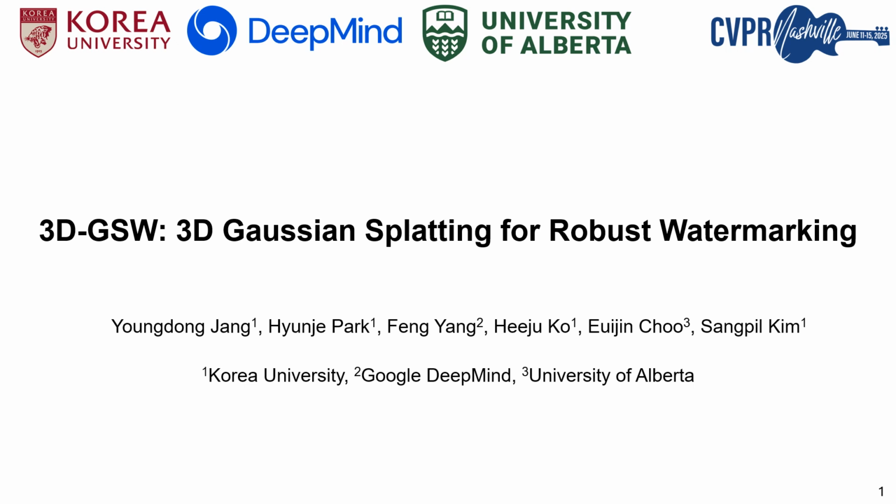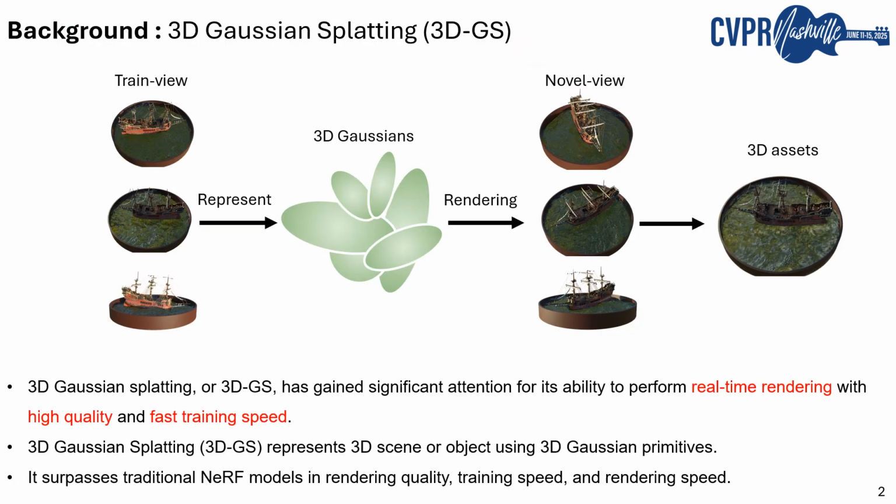Hello, we propose 3D-GSW, 3D Gaussian Splatting for robust watermarking. In this research, we address the challenges of embedding digital watermarks into 3D Gaussian splatting models, enhancing robustness and real-time rendering. We proceed with our work in 3D Gaussian splatting.